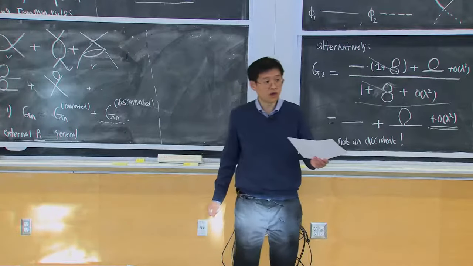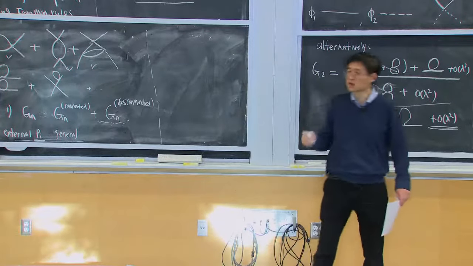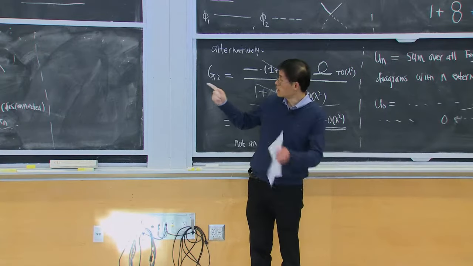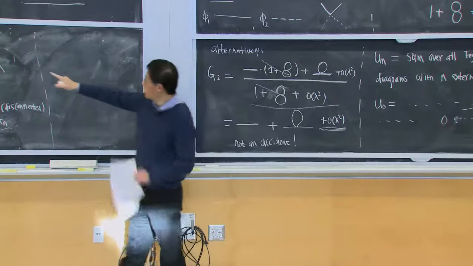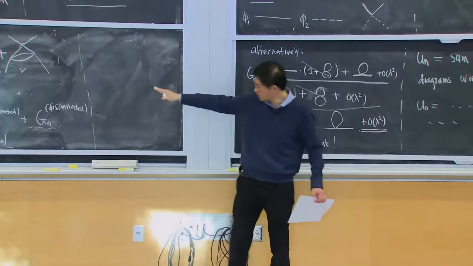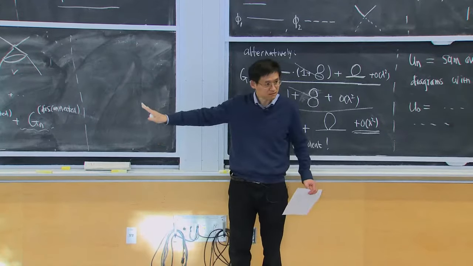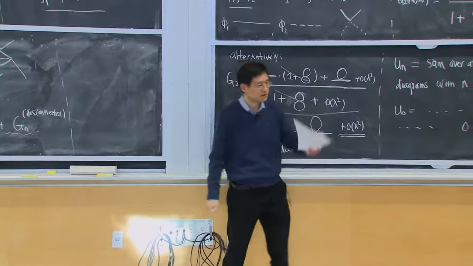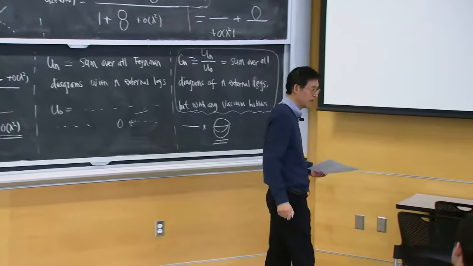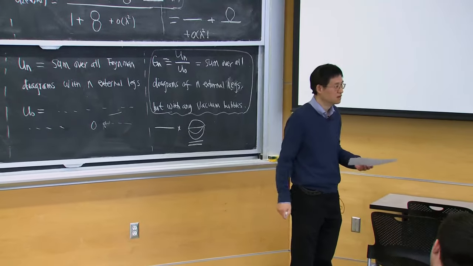Good. Any other questions? Because this concludes our discussion of calculating such Feynman correlation functions for interacting theory. Yes? You just said that it's not convergent, but it is asymptotic? Yeah, it's an asymptotic series, yeah.